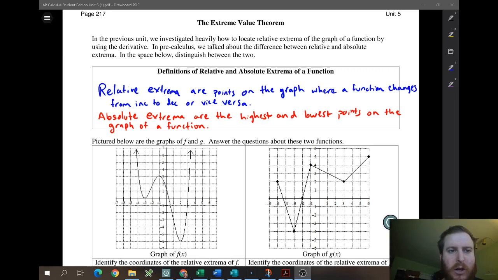So we are now starting Unit 5, and we're going to start off with the extreme value theorem. This is a pretty easy concept, but it's a little bit new, and it's going to build on what we know about relative extrema. Relative extrema, extrema meaning a max or a min, was where we changed from increasing to decreasing. The absolute extreme is going to be the very, very highest point or the very, very lowest point.